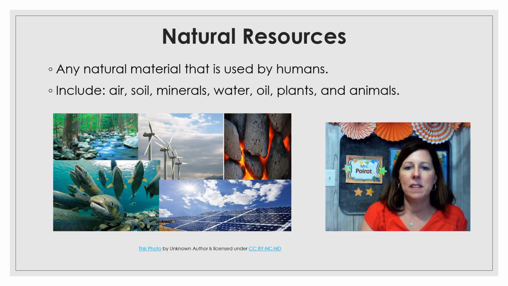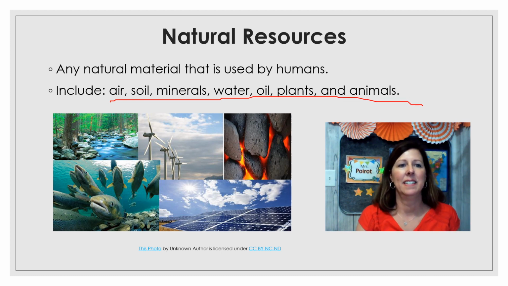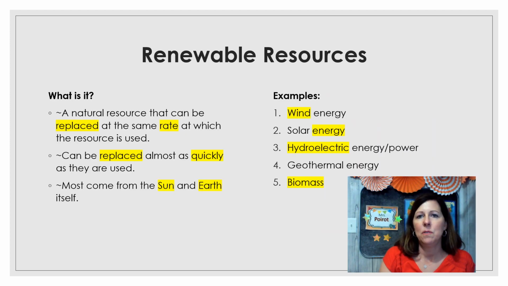Okay, so what is a natural resource? It's any natural material that is used by humans, and that can include air, soil, minerals, water, oil, plants, and even animals. So we break our natural resources up into 2 categories. Our first one is renewable resources.